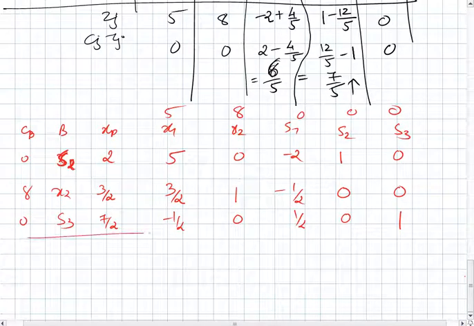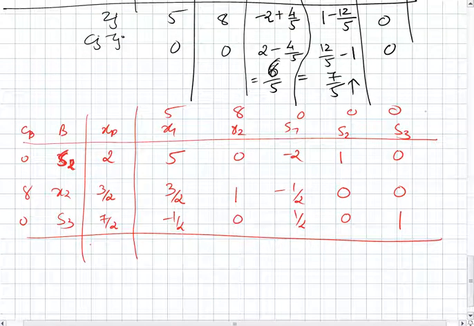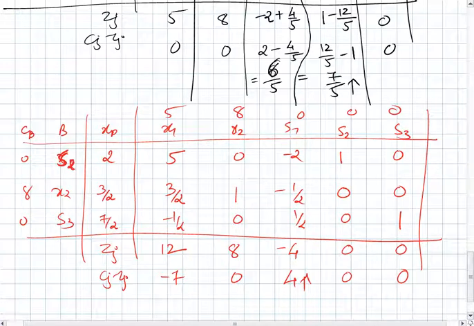Now again evaluate the Zjs. So we are having 8 times 3 by 2, so 12, here it is 8, it is minus 4, 0 and 0. So Cj minus Zj is 5 minus 12, so minus 7, 8 minus 8, 0, it is 4, 0 and 0. So here it is a positive quantity, so we have to enter this variable in a basis.